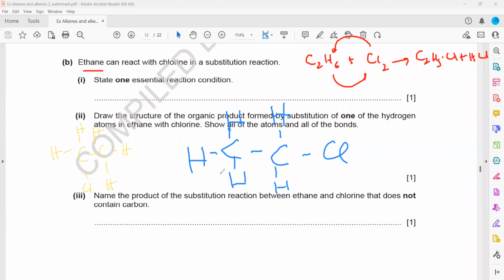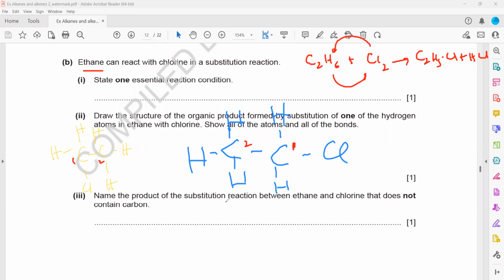Chloroethane. Even you can say chloroethane, because it will always remain one, as the first carbon is always the one where chlorine is attached. If chlorine is attached on the left hand side, this is our first carbon. If chlorine is attached on the right hand side, this will be the first carbon.